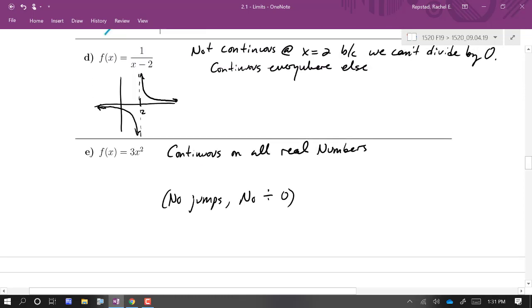We also know what this looks like, 3x squared, right? It's a parabola centered at the origin, so that's a nice smooth curve. We could graph it.